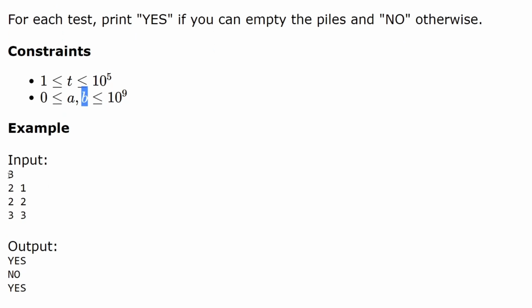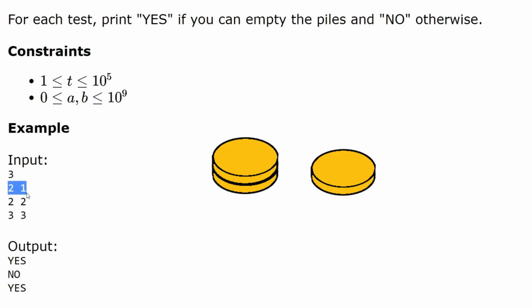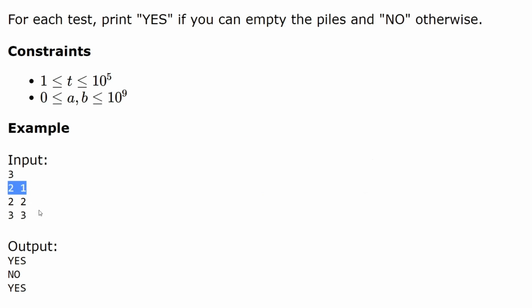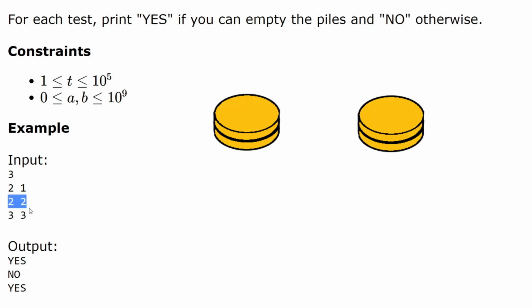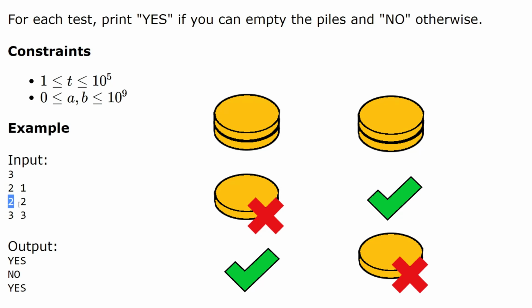Okay, and here we have the sample input and output. So for the first case, we're going to execute the second move, where we remove two from the left pile and one from the right pile, and this will empty both of them at the same time. So the output is yes here. For this case, even when we execute any of the moves one time, we will end up having one coin in one of the piles and 0 coins in the other pile. So the answer is no here.